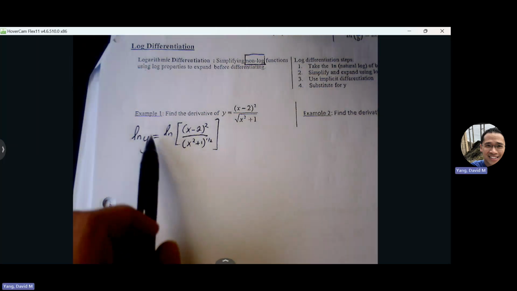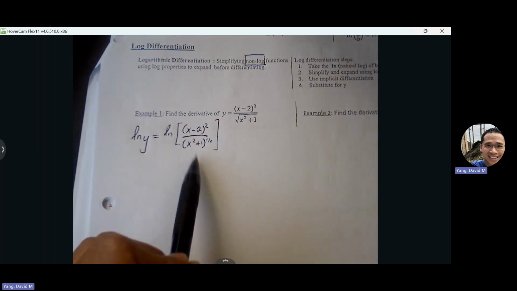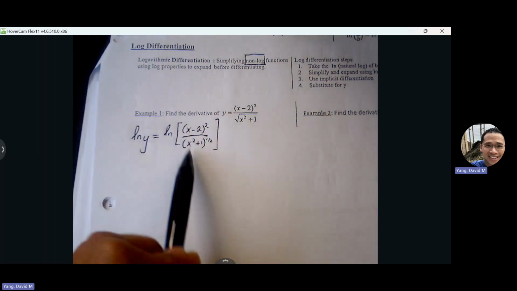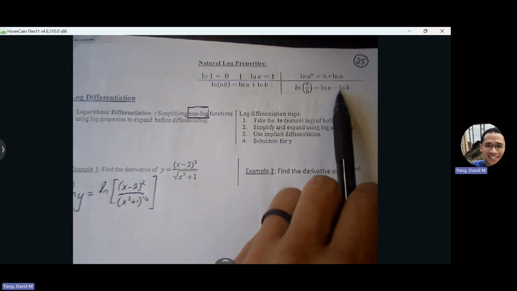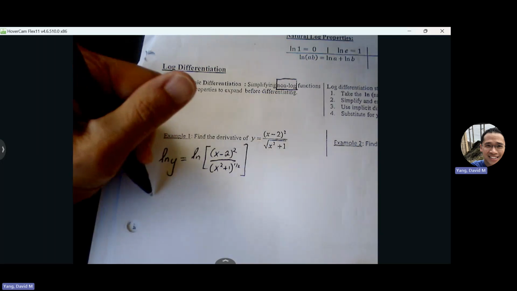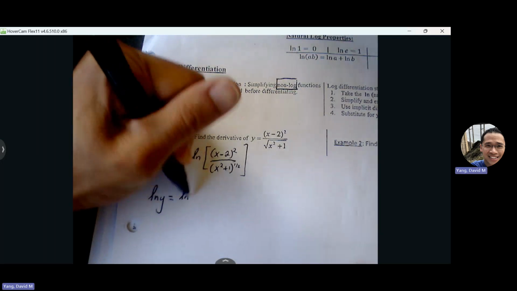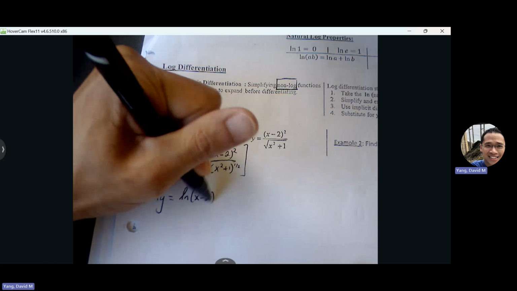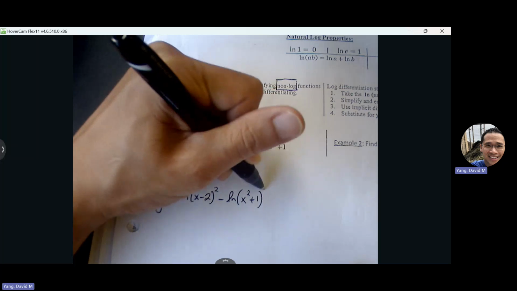So now that I'm inside a log function, I can take advantage of log properties. So this is now in the form of natural log of a over b. And if I have natural log of a over b, I can expand into the difference of 2 logs. So natural log of (x minus 2) quantity squared, minus natural log of (x squared plus 1) to the 1/2.